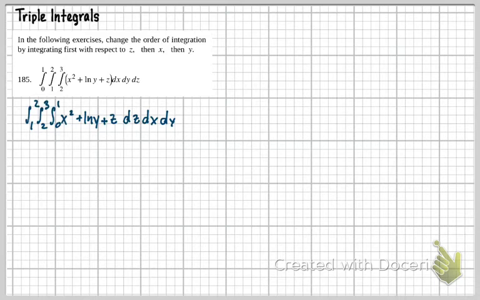And again, we integrate from the inside out. The first one is dz. So I'm still going to have the integral from 1 to 2 and the integral from 2 to 3. So then dz, so that's going to be x squared z plus z ln y. Now again, those are both just constants, that's why I just attach a z to them. And then plus 1/2 z squared. And then we're going to be from 0 to 1. And then we have our dx and dy.